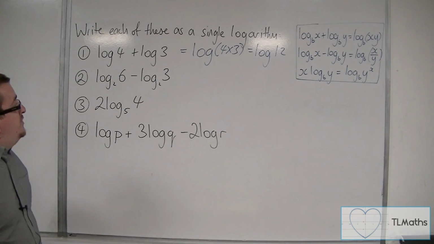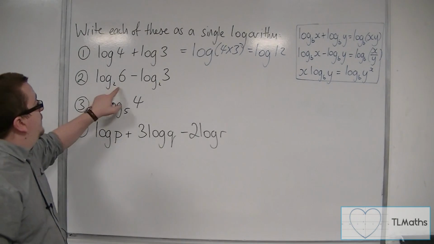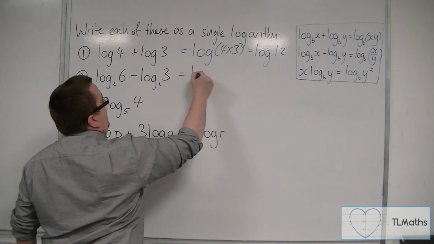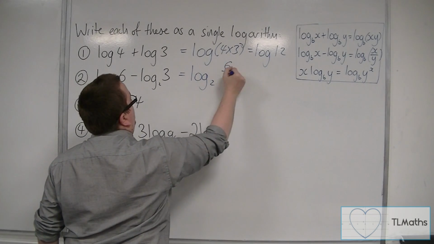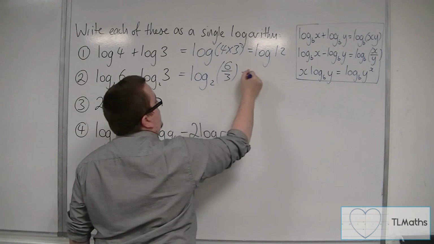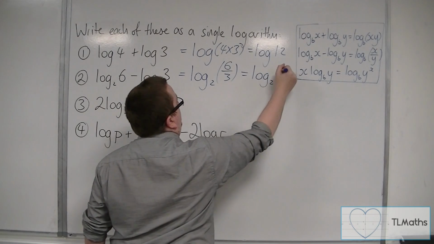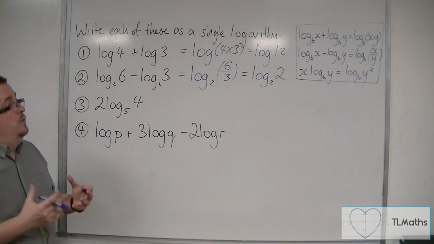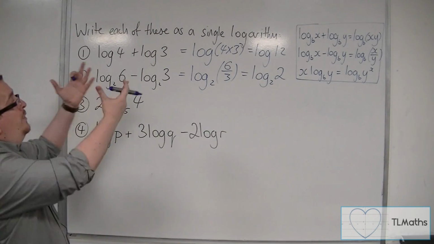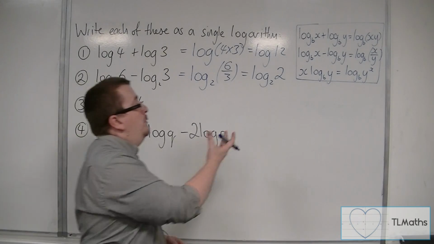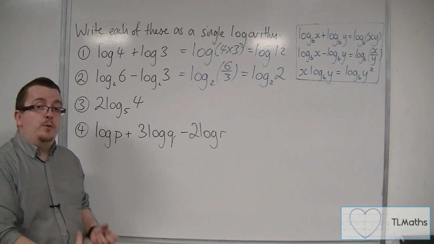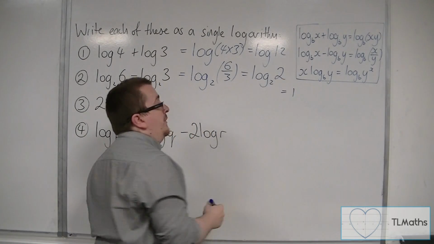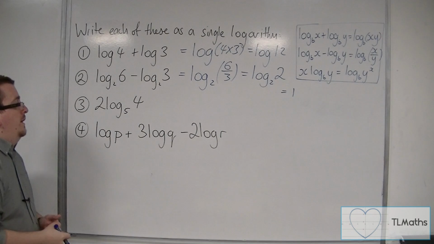Let's have a look at the second one. Log base 2 of 6, take away log base 2 of 3. We've got logs of the same base, so we can use the second law here to write this as log base 2 of 6 over 3. And 6 divided by 3 is just 2. So log base 2 of 2. Now, we could also simplify that further. We're told to write it as a single logarithm, so that would be the correct answer. But log base 2 of 2 is also 1. If you have the base number and that number the same, then you have 1.